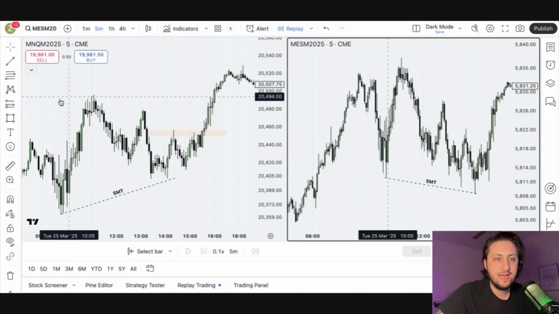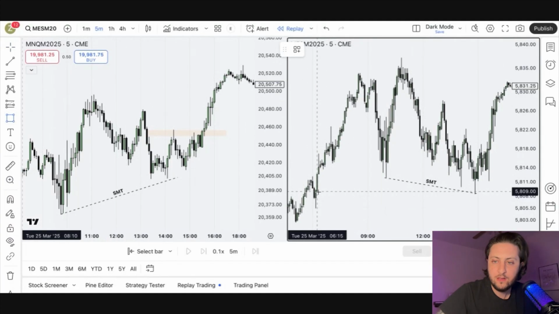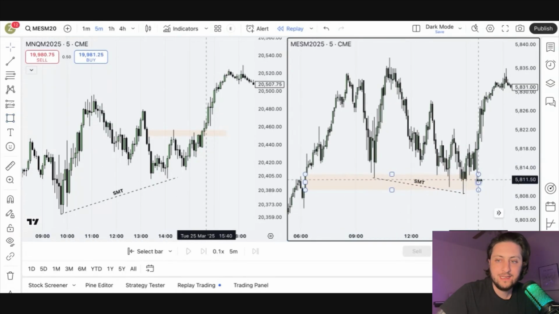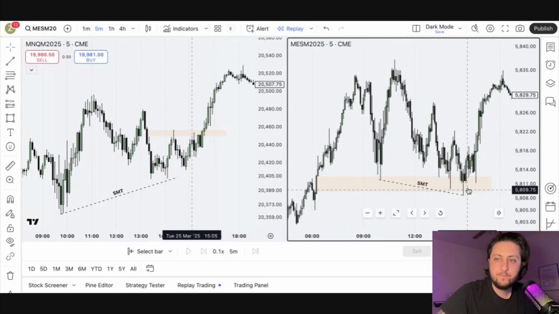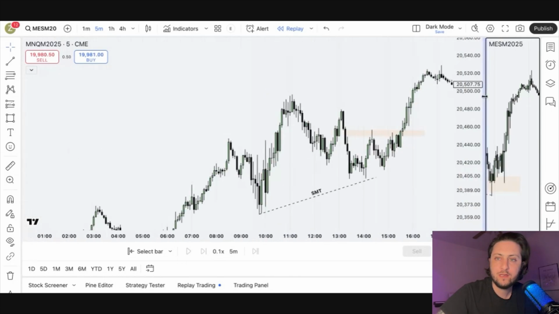Now, also looking at ES, do we tap into a bullish PD array or a bullish level? We have this 5-minute fair value gap right here that the market cannot close below. And then we move higher. Now, again, I took my trades on the NASDAQ, so we're going to focus on that.